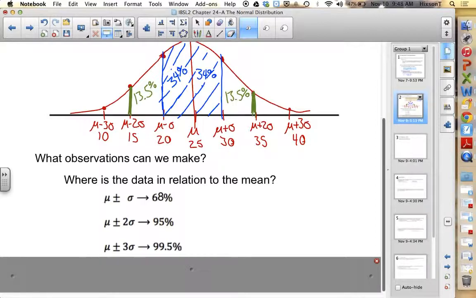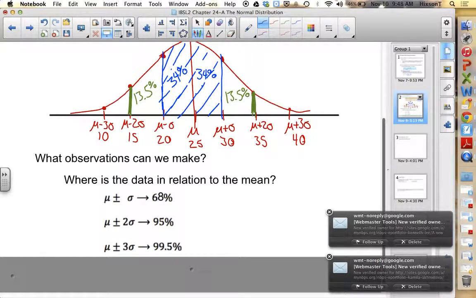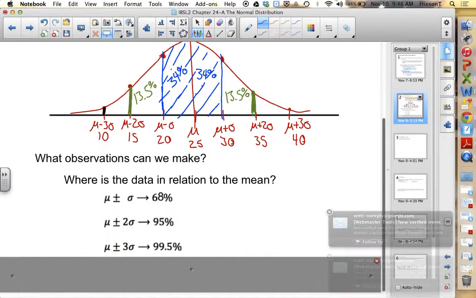You'll see a little bit of variation. In fact, we're going to look at a little video later and they mention it's 99.7%. Depending on who you read, some will round it to 99.5, some will say 99.7. We'll use 99.5%. But between 10 and 40 is going to be 99.5% of our data.